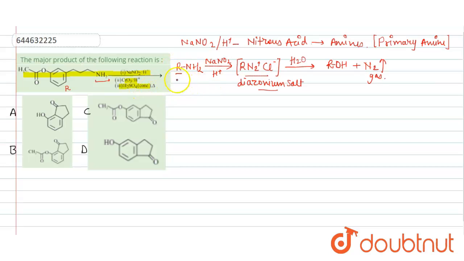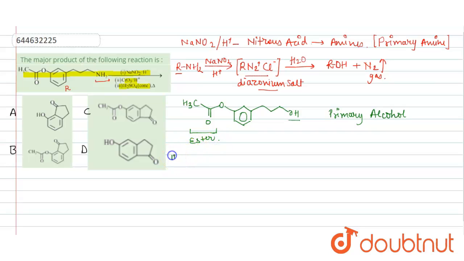So what would be formed after this first set of reactions, the reaction with NaNO2 in acidic medium, or nitrous acid? The remaining part would be intact, as nitrous acid will not react with the ester part. The ester part would be intact, and we will just have an OH present here. So we will get a primary alcohol and the ester part.